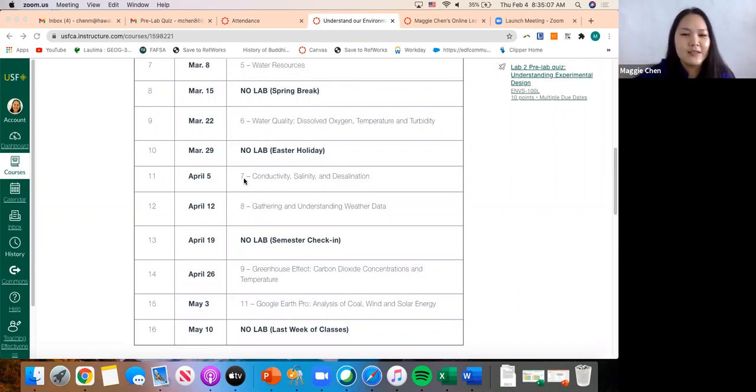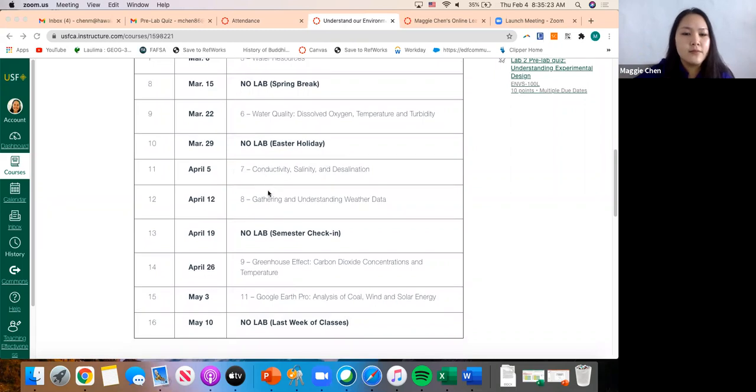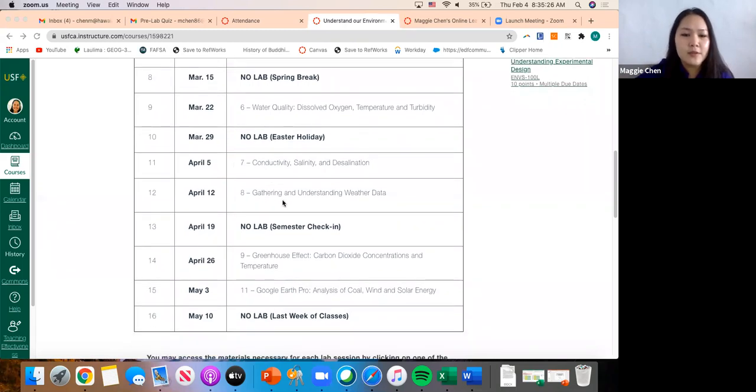But Lab 7 is in the week of April 5th. Again, looking at more water quality parameters like conductivity, salinity, desalination, going over a little bit about water treatment and what that means for the water that we use. For Lab 8, on the week of April 12th, we're now looking at moisture in our atmosphere and looking at weather data. How do we gather weather data? How would we analyze that?